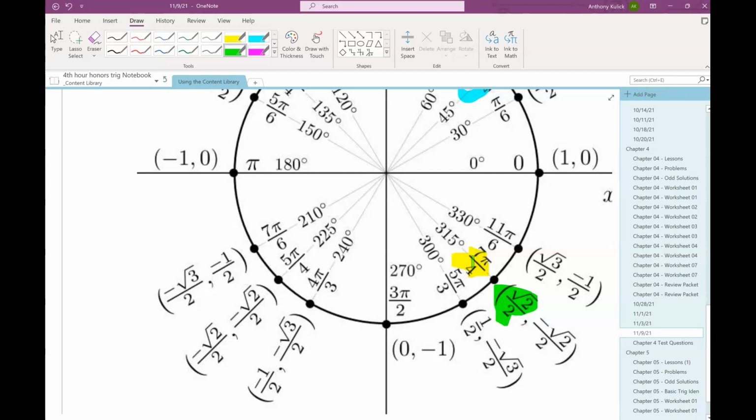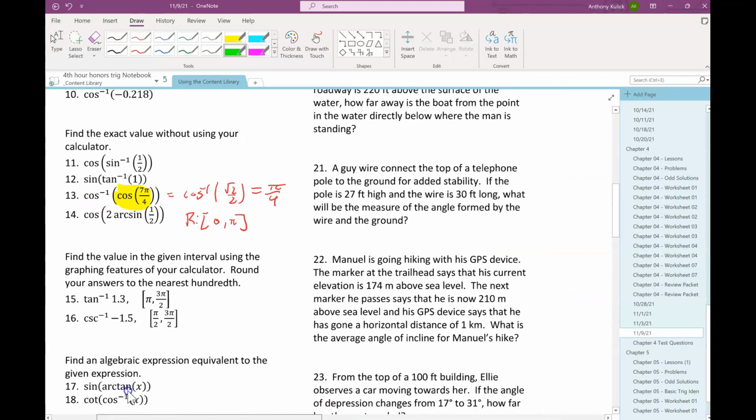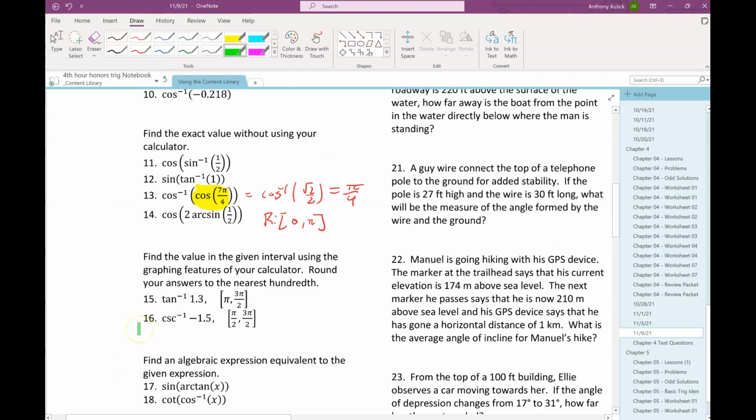Eric. Which one? 15. From the same problem set? Yes. Okay. Any follow-ups on this one before we move forward? Emily? I got how you got pi over 4, but is cosine inverse, is that if you're still looking for the x coordinate?